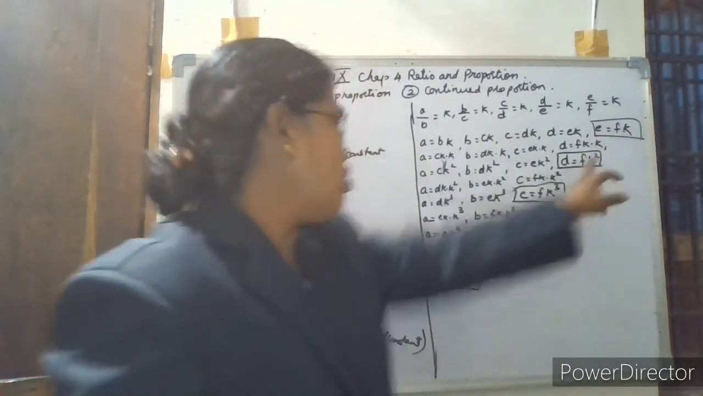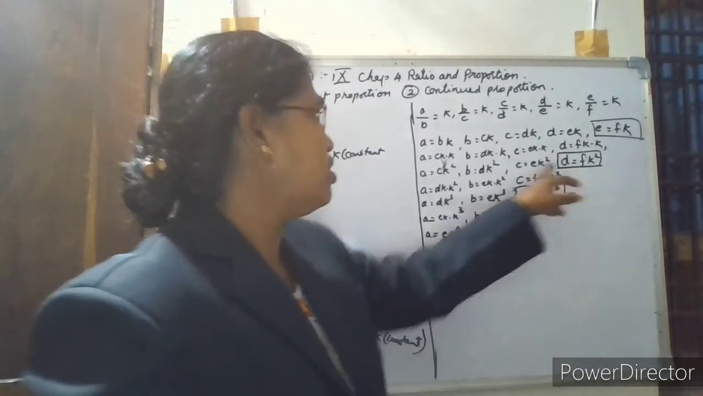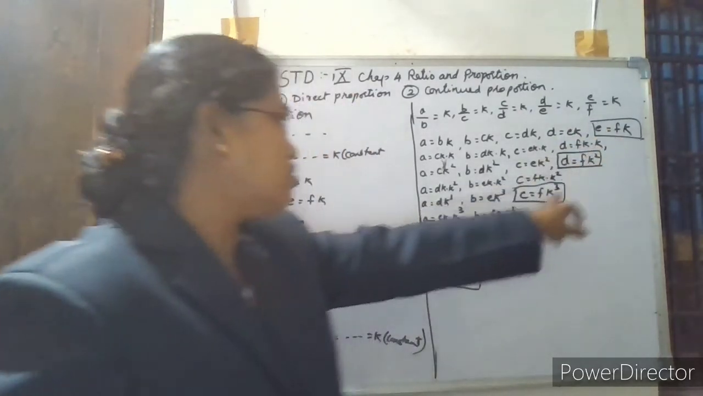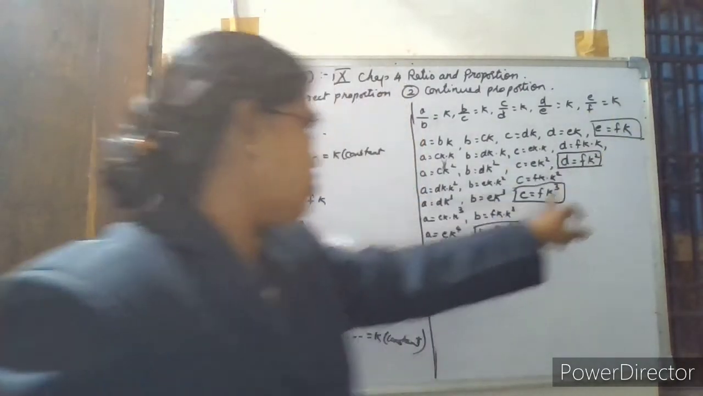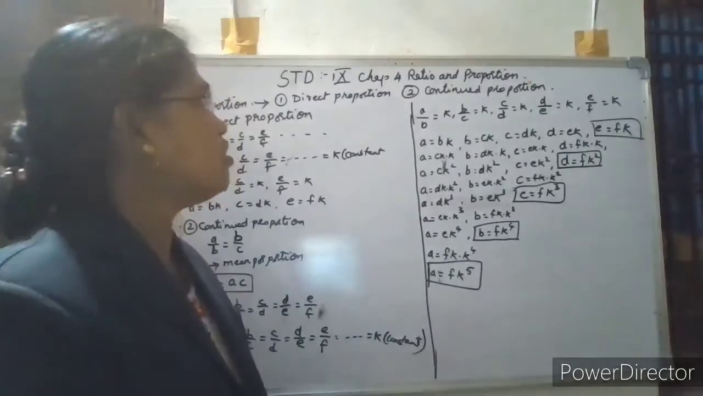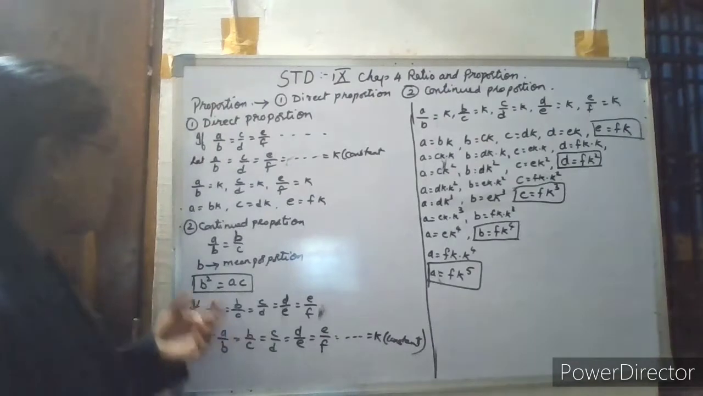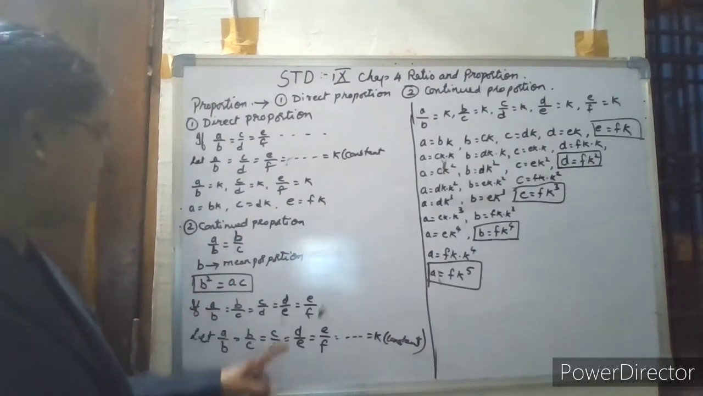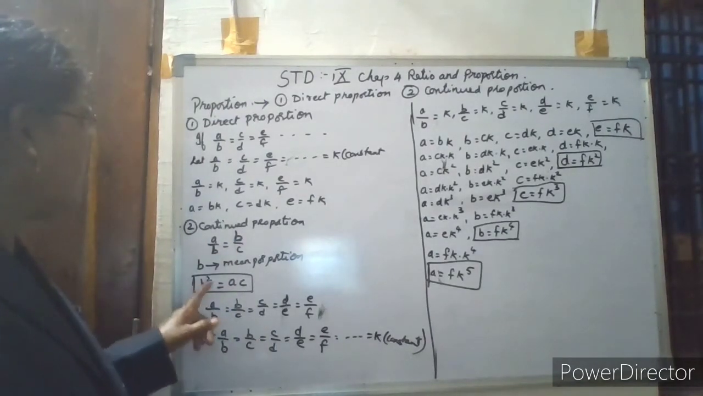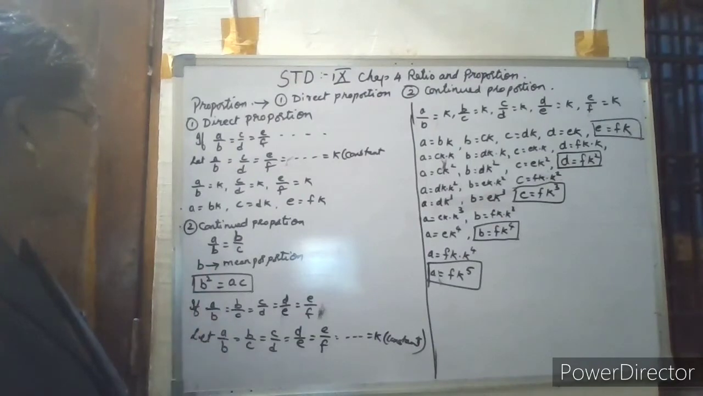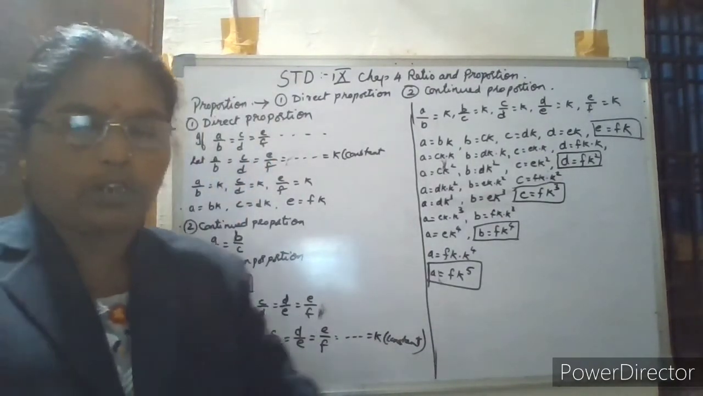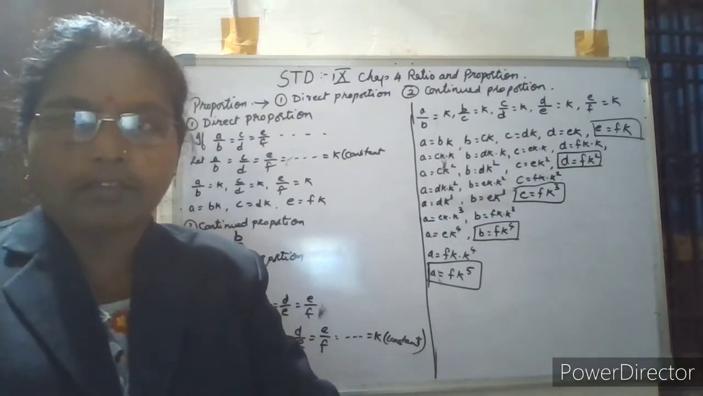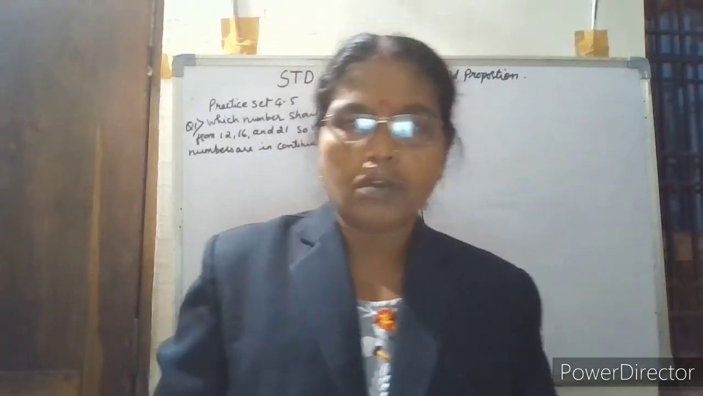So all the values of A, B, C, D, E we have got in terms of the last term, that is fk terms. So this is continued proportion. If we have only two ratios, then it is in this form, that is B squared is equal to AC. So this is all about continued proportion. So let us go with the exercise. Now we will go with the exercise.